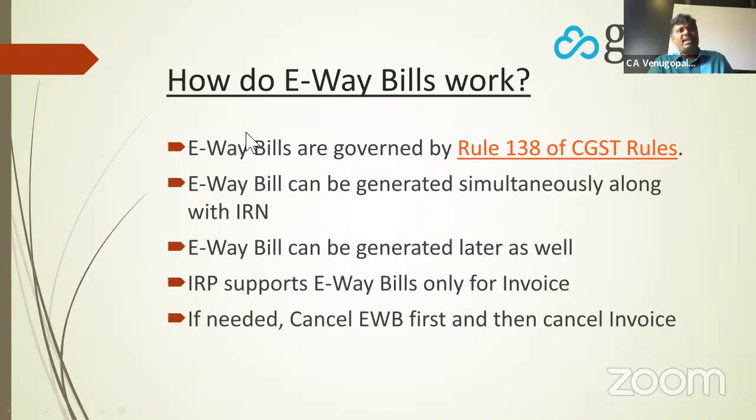Next, will e-waybill continue or will it go off? E-waybill is governed under Rule 138, e-invoice is under Rule 48. So both are different provisions, both will continue. You will still have to generate the invoice along with the IRN. You can generate the e-waybill later, as and when the goods are getting moved.